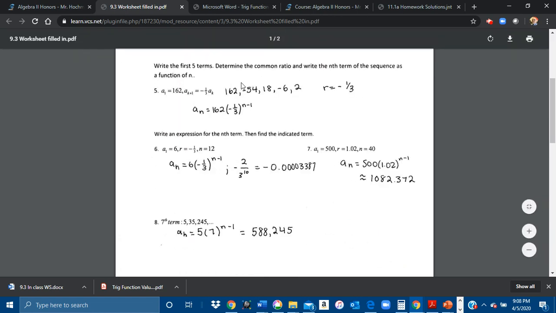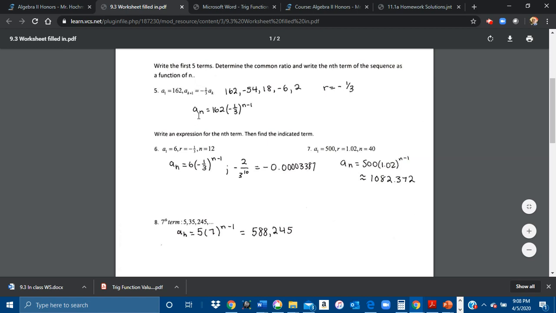So write the first 5 terms, determine the common ratio, and write the nth term. So if my first term is 162 and my ratio is negative 1/3, well, 162 times negative 1/3 is negative 54, times negative 1/3 is 18, times negative 1/3 is negative 6, times negative 1/3 is positive 2. So my ratio is indeed negative 1/3.